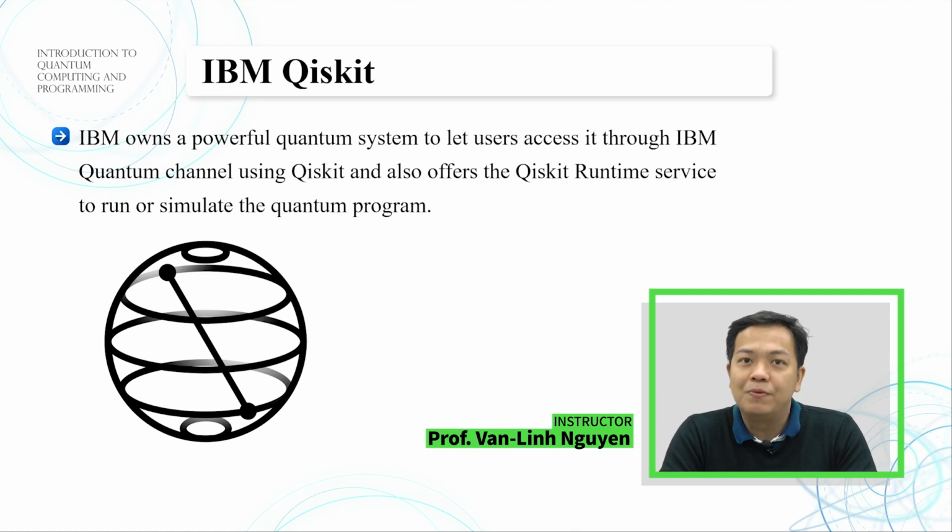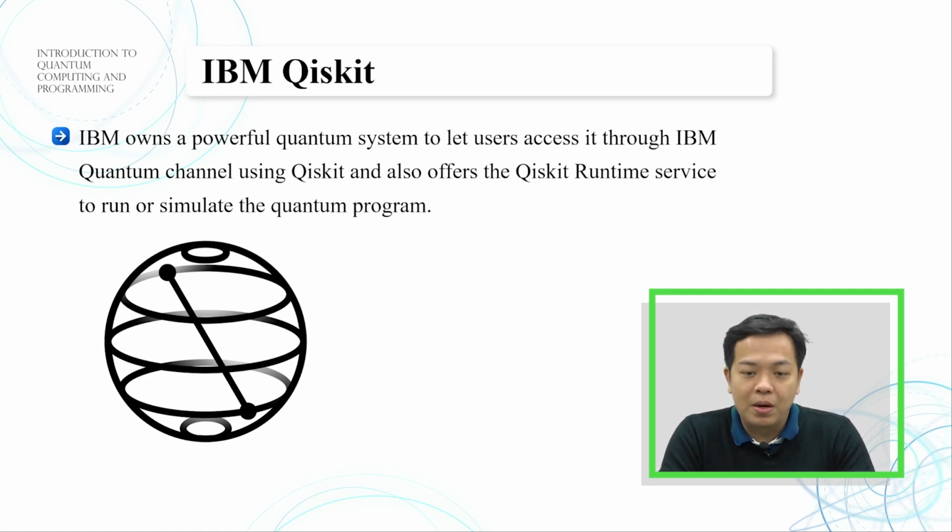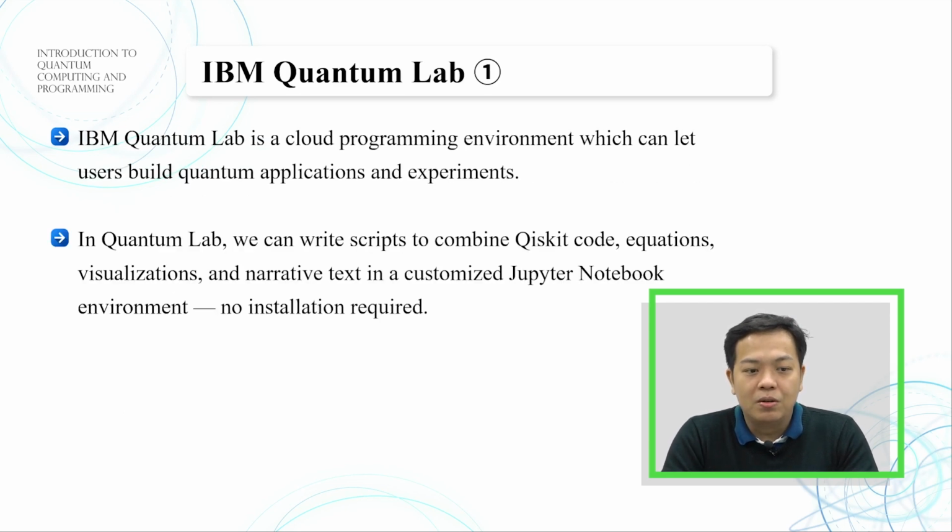This is a very powerful quantum system, and you can get user access via the IBM Quantum channel and use Qiskit. This platform offers a very good Qiskit Runtime service and can run the simulation. You can code over there, it's very visualized and you can follow it. It's so easy.